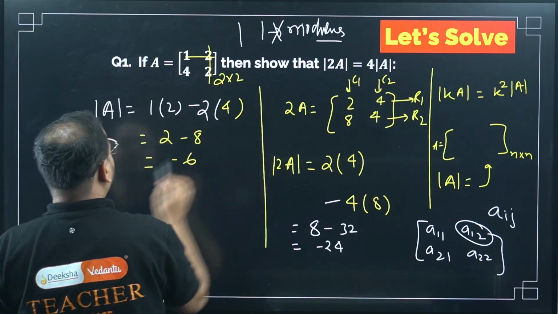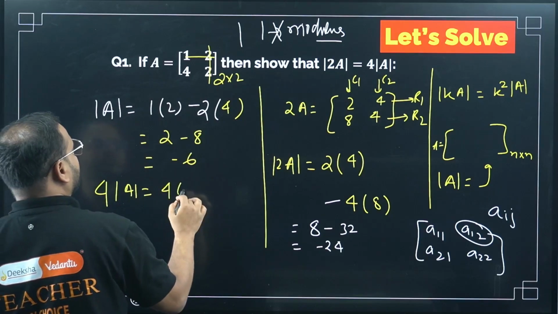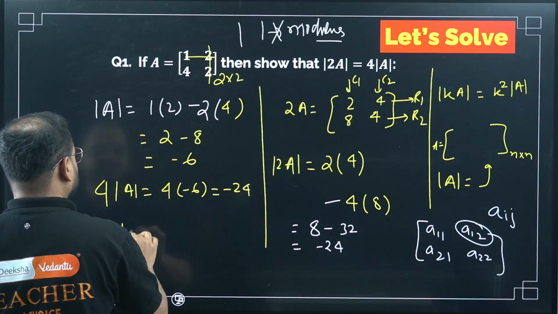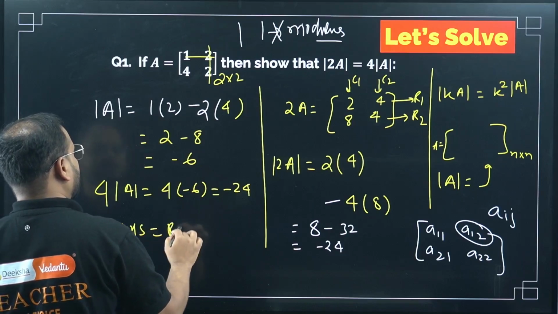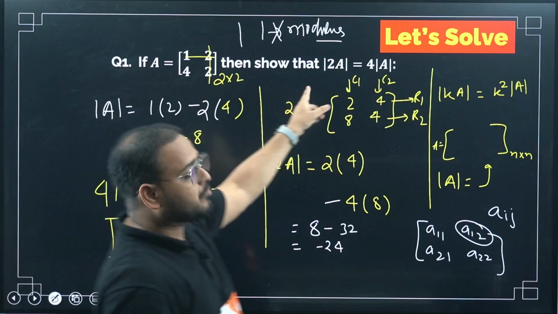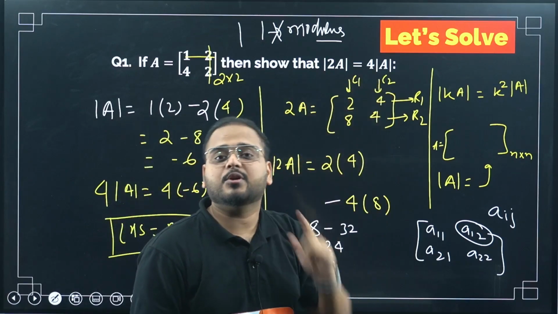Now what are they asking? 4 times the determinant of A. How much is that? 4 times minus 6, which is minus 24. What is the result? The LHS is equal to the RHS. Hence we have verified this condition that the determinant of 2A is equal to 4 times the determinant of A.